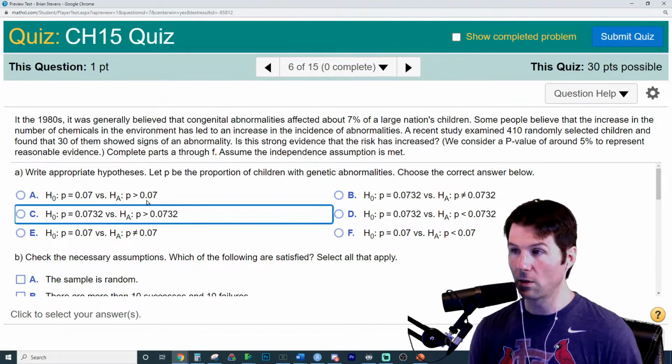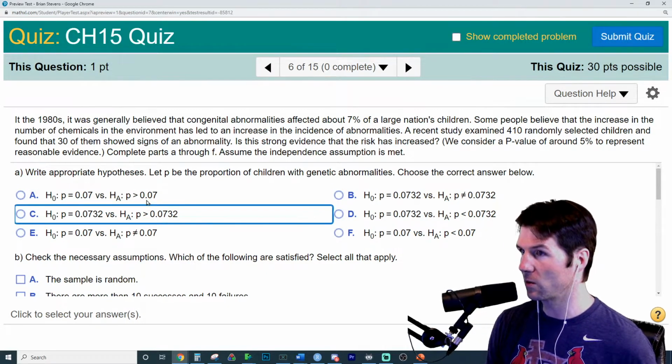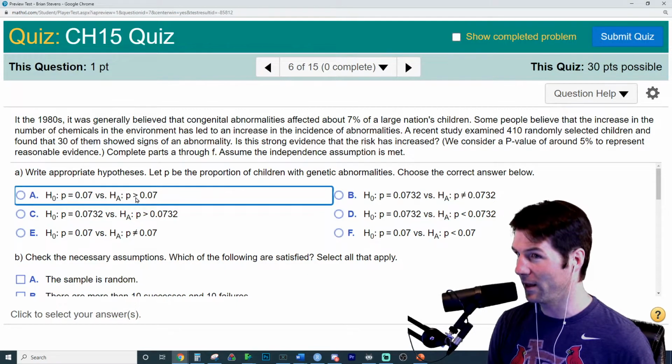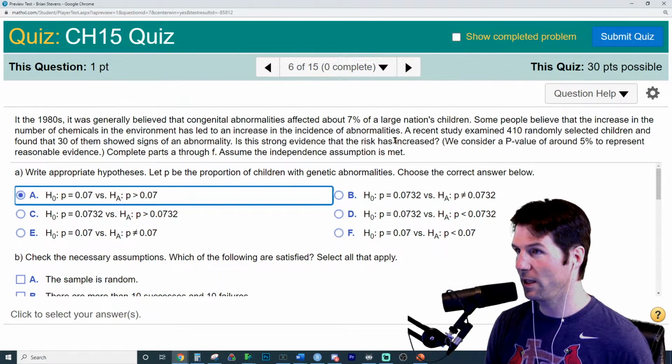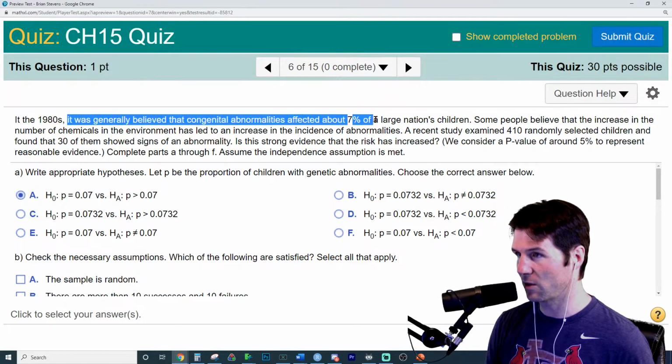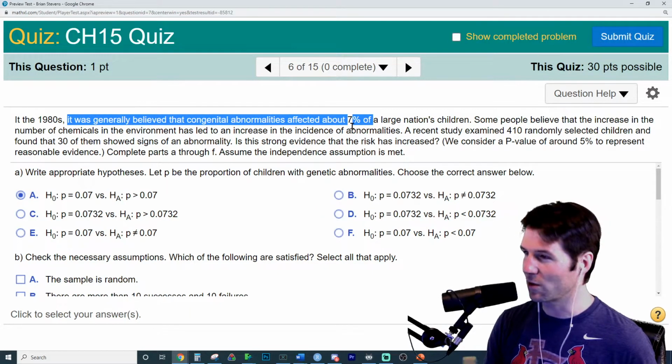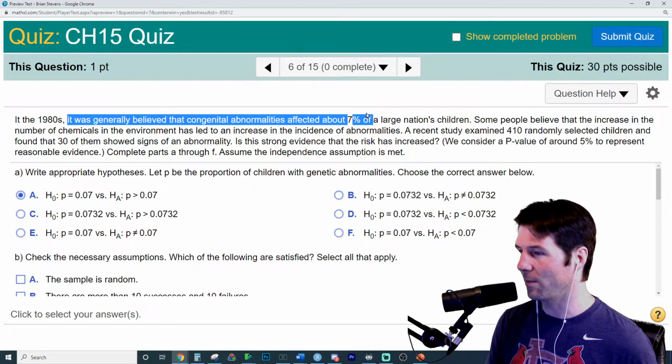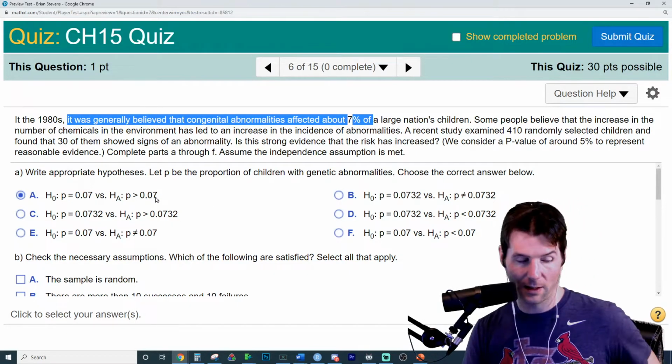So now we need to find the null value. The null value is what we start out believing is true, and it is A. Because we believe at the current time, it was generally believed that 7% is the truth. These numbers don't highlight because they're the ones that change when you do the problem, because they can change to different values. So this is what is believed is true. And that's what we're hypothesizing is true. That's P naught right there.